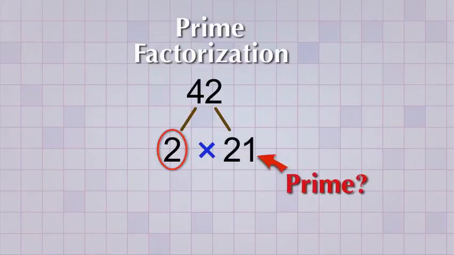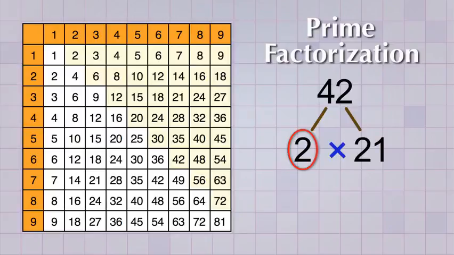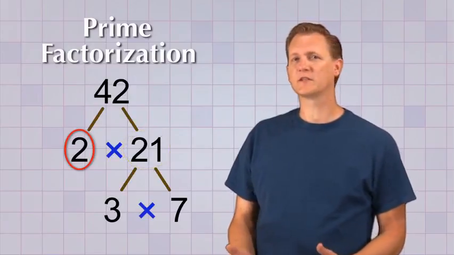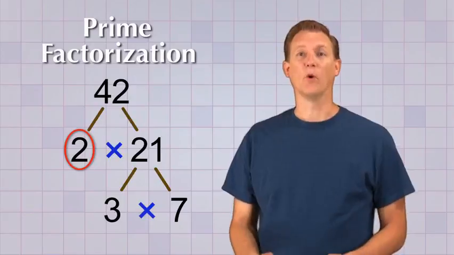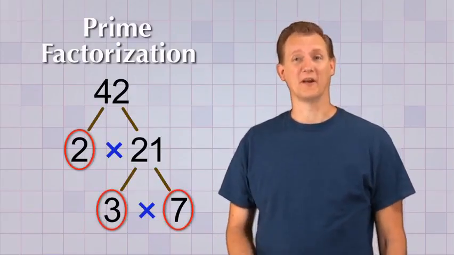But what about 21? Well, if you've memorized your multiplication table, you might recognize that 21 is one of the answers on it. You can get 21 by multiplying 3 times 7, so we can factor 21 into 3 times 7. And if you didn't remember that, you could have just done some divisibility test and you would have figured it out. Okay, so what about the 3 and 7? Well, they're both prime, so that means that we're done factoring.